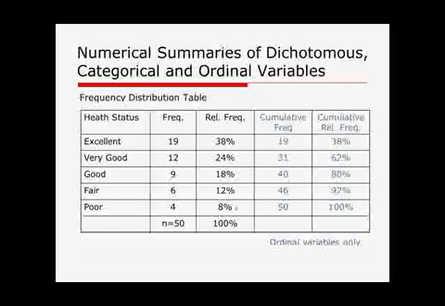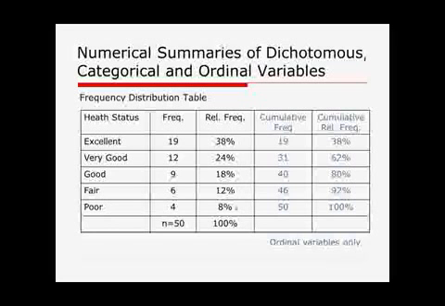So suppose you had a ruler and you put it underneath the excellent row. The cumulative frequency says 19 people reported their health status as excellent or better. If you slide your ruler down one row, 31 people reported their health status as very good or better. 40 people reported their health as good or better, anything above it. Once you get to the last row, which is poor, everyone has reported their health status as poor or better because that was the final response. And then the cumulative relative frequency just puts those into percentage terms, in each case dividing by 50.